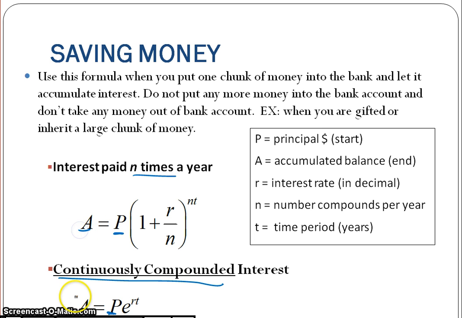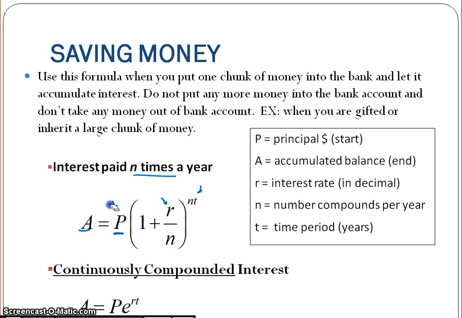In both of these, A is the accumulated balance, the money at the end. P is the amount we start with. R is the interest rate in decimal. T for both of these is time. The difference is, for the first formula, interest paid n times a year, the problem will say the interest compounds 12 times a year, or every month, so n would be 12. In the second one, the problem would say continuously compounded, so you'd know to use that formula.